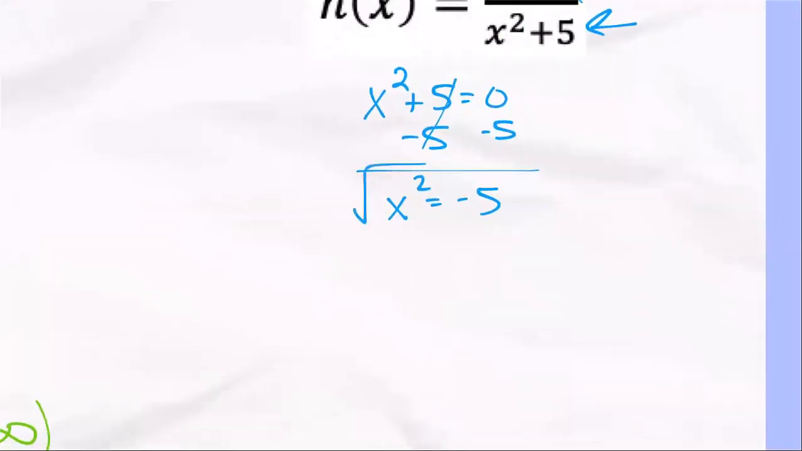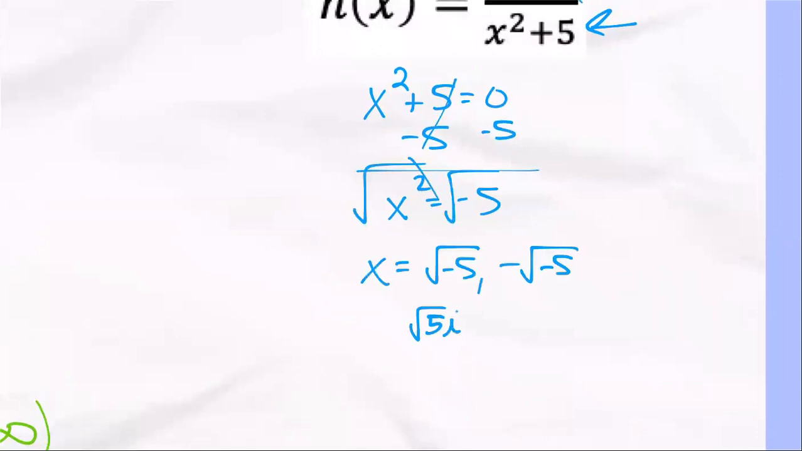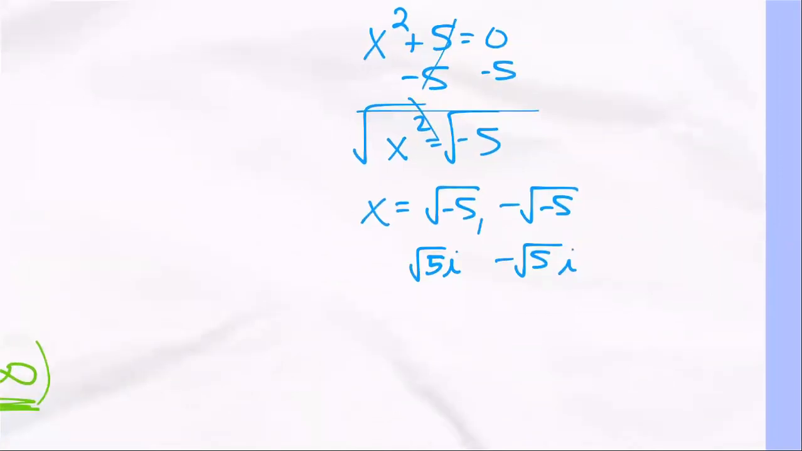Again, I get rid of a square by square rooting. So I'd have to look at the positive version of root negative 5 and the negative version of root negative 5. However, what do we know about the square root of a negative number? Well, that would be root 5i, right? And negative root 5i. The i is imaginary. So these are imaginary numbers. So I don't need to take them out. So even though I got two numbers that I cannot have, these are imaginary.